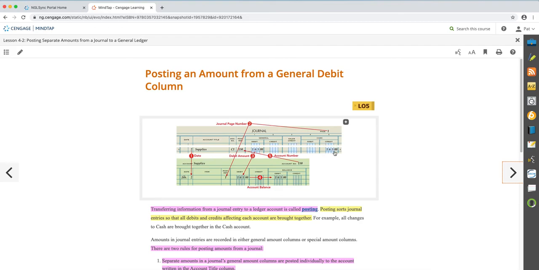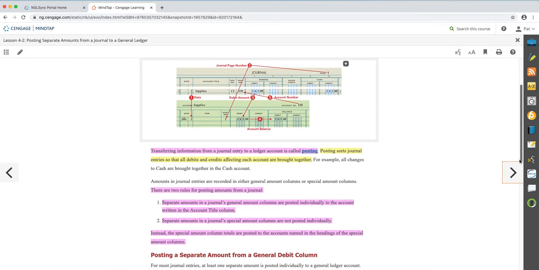We also had 3 special amount columns. They're called special amount columns because they have an account title above them. Sales credit is 1 column. Sales is an account. Cash is another account, which has both debit and credit columns. What we're talking about is posting amounts from the general debit column first, this column. Every time there's an amount in the general debit, we will post it. Okay, transferring information from the journal entry, like this supplies, to the ledger is called posting. You've heard me talk about that, and I've been saying posting, and that's what we're looking at.